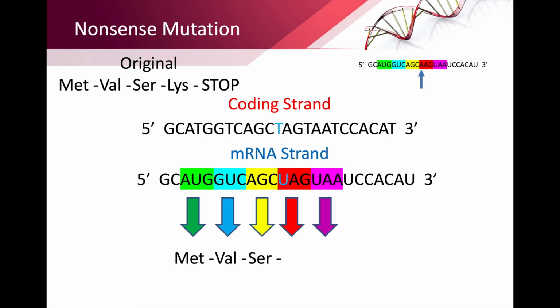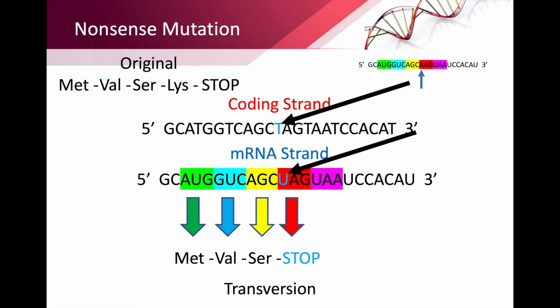Our next mutation is the nonsense mutation. Here is the change in the DNA sequence, and then here is the subsequent change in the RNA strand. This results whenever we produce a stop codon earlier than the original stop codon. Therefore, the amino acid chain becomes smaller, and this change is a transversion because of the change in the shape from an A to a T, which is the purine to a pyrimidine.